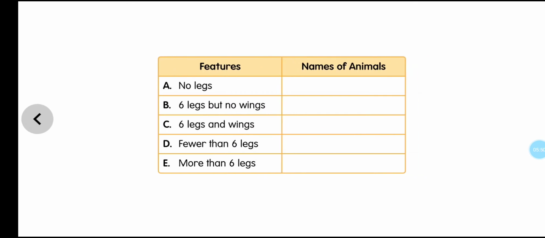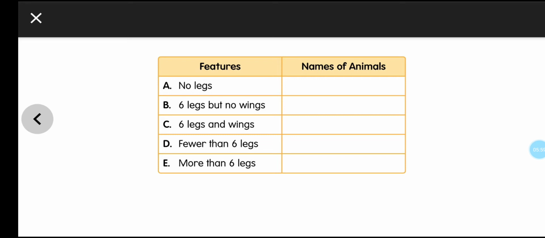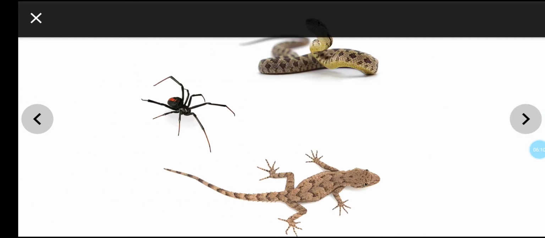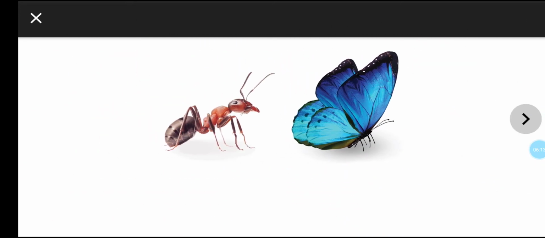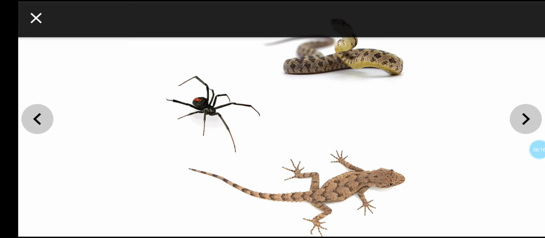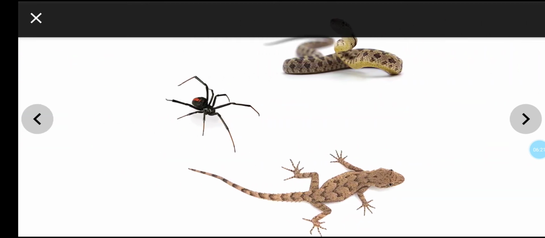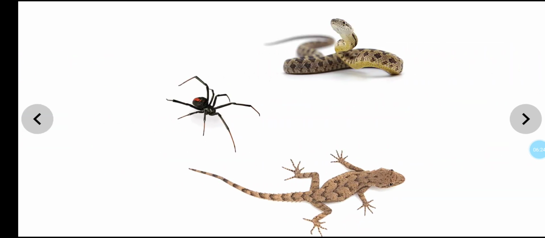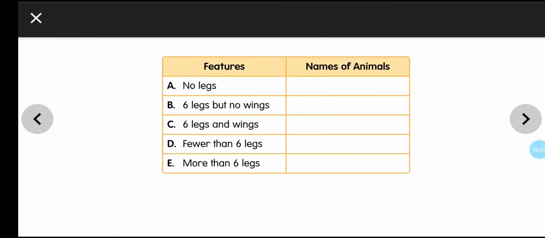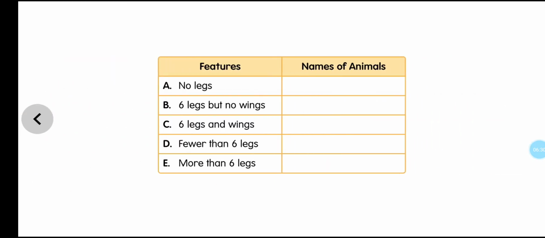So the first one, no legs. You need to identify the animal or the insect with the features and write their names here in the tabular column. So the first one is no legs. Which animal or insect, from what you observed in these diagrams, doesn't have legs at all? Snake is not having legs. So you can write here snake.